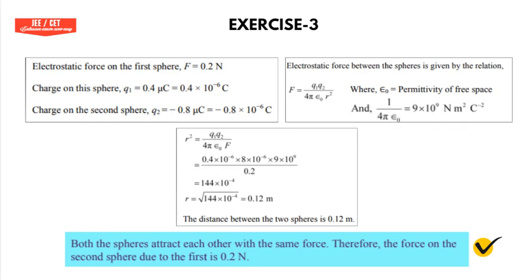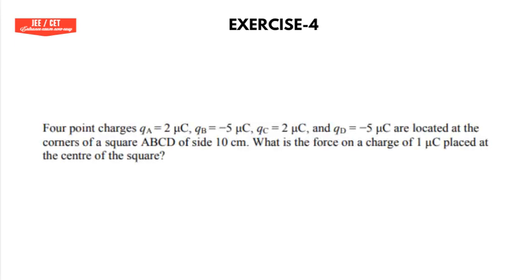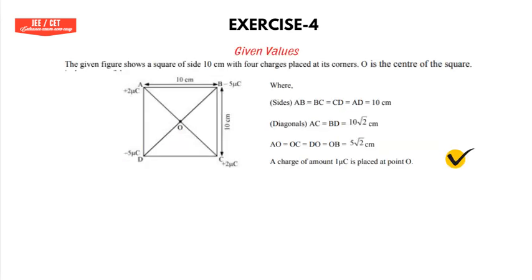Exercise 4. There are 4 point charges QA, QB, QC and QD located at the corners of a square ABCD of side 10 cm. What is the force on a charge of 1 microcoulomb placed at the center of the square? The question can be described using the diagram as shown. Given that charges QA, QB, QC and QD are placed at the 4 corners of a square ABCD of side 10 cm and a charge of 1 microcoulomb is placed at point O.